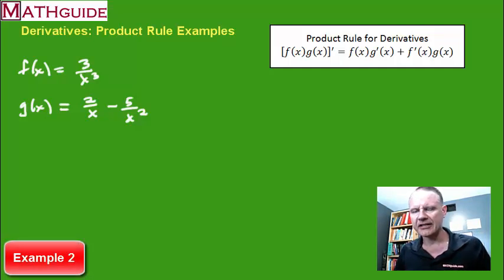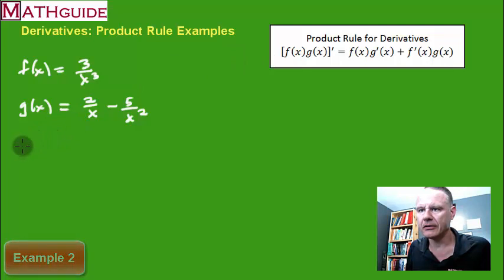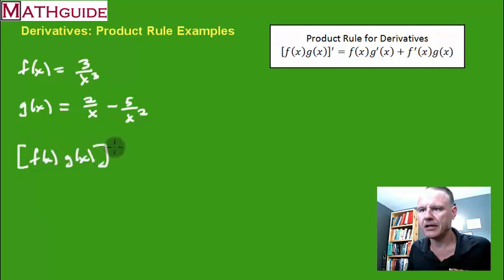All right, here's our second example, and what I'd like to do is find the derivative of the product. So in other words, I'm going to take f of x times g of x, and take the derivative of the product. Before we get started using the rule, I'm going to think of f as 3 times x to the negative third. Likewise, for g of x, this is x to the negative first. This is x to the negative second.